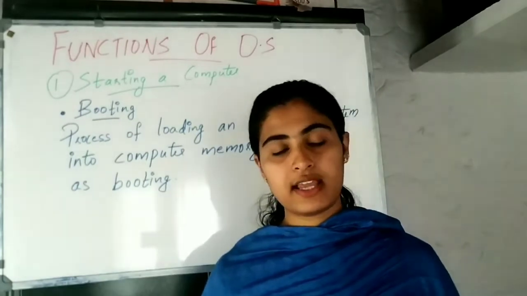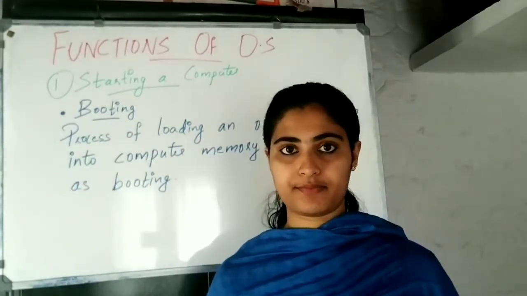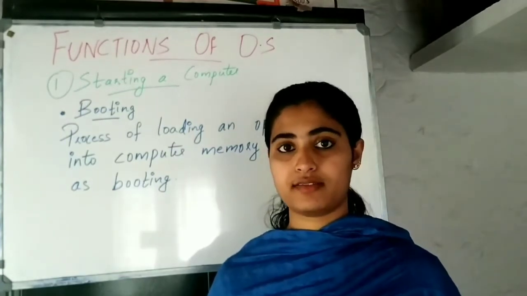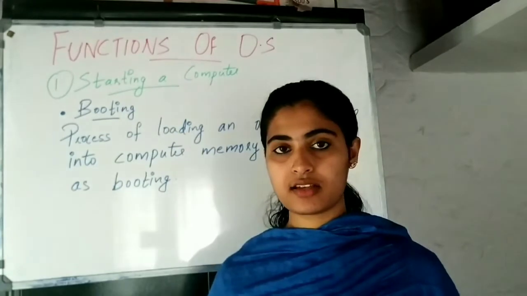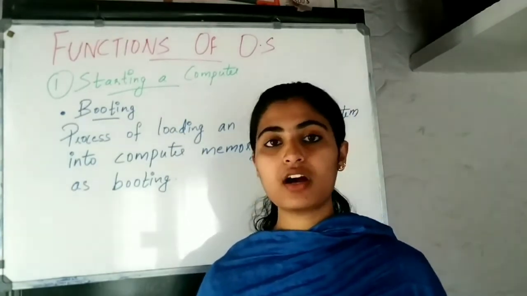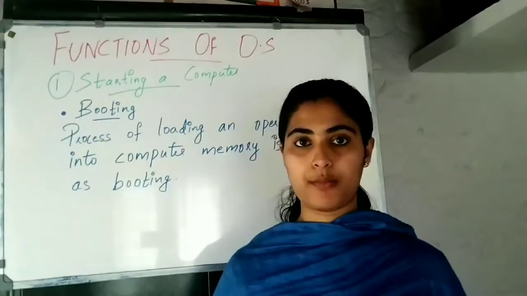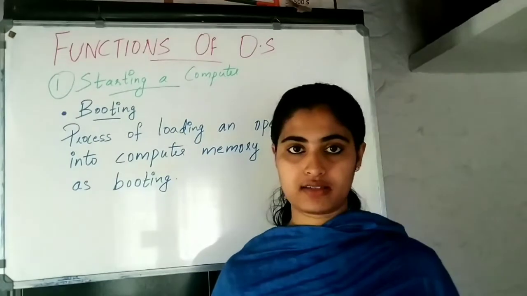So then what did we study? We studied about types of operating system. There are three types of operating system. First one was single user, single task. Second one was single user, multitask. And third one was multi-user operating system. So this was what we studied at last class.